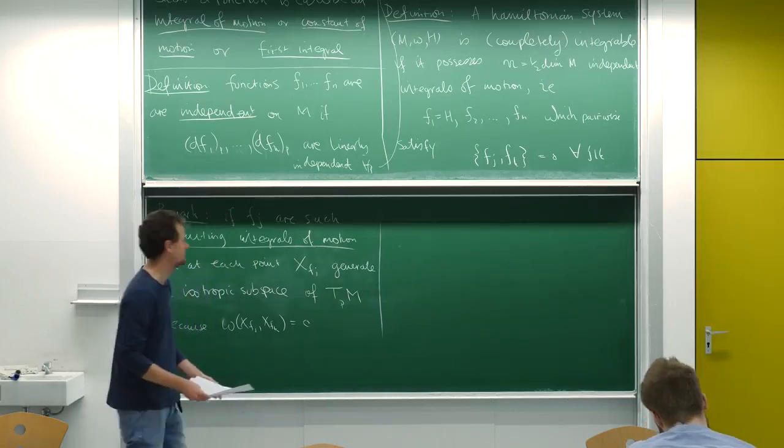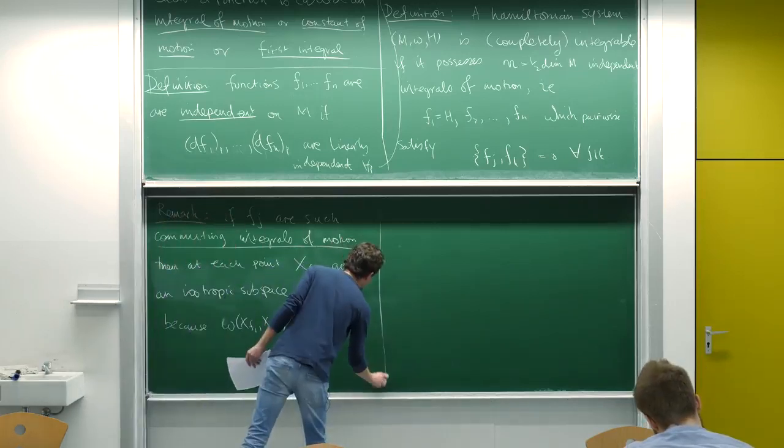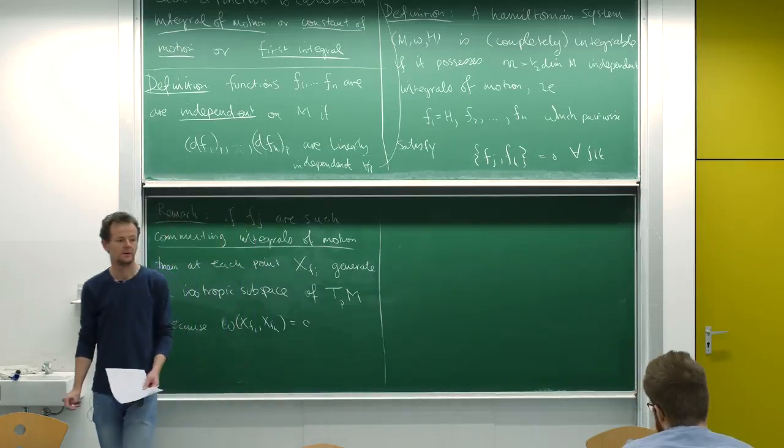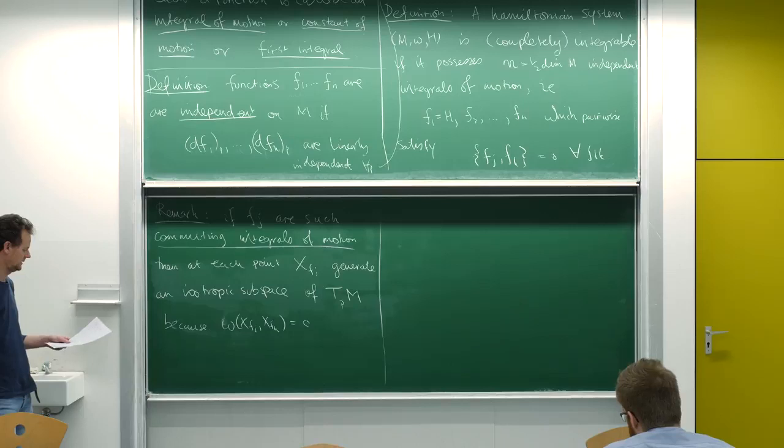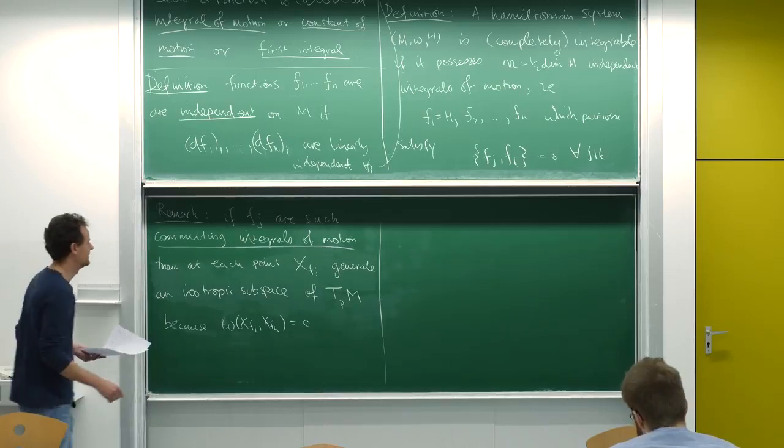So we also learned something else just from symplectic vector space theory. If these F_J are independent, then there can be no more than n of them, n being half the dimension of the manifold.